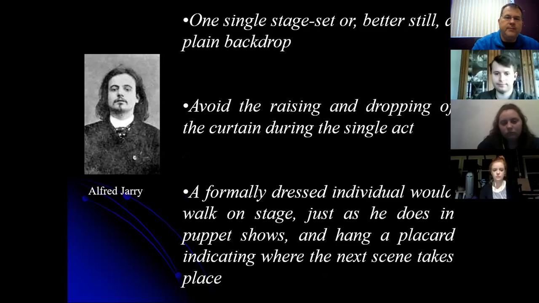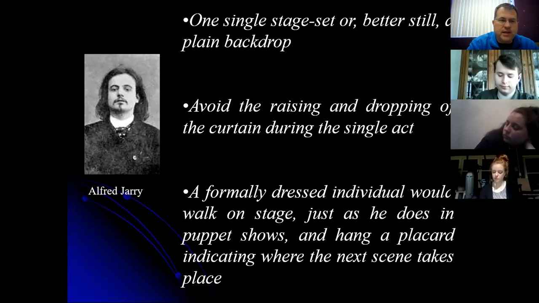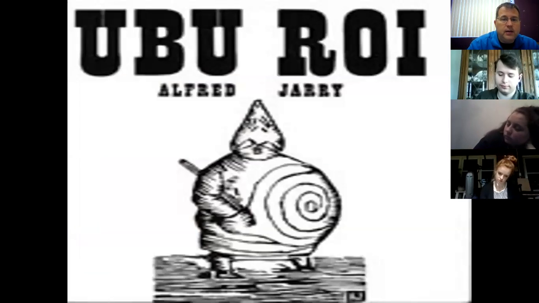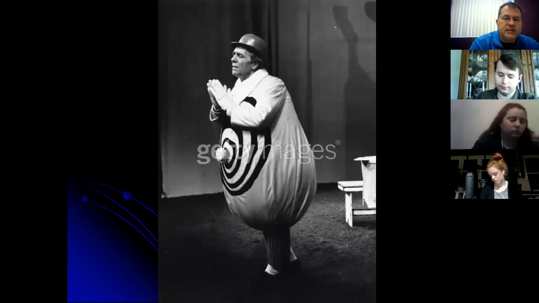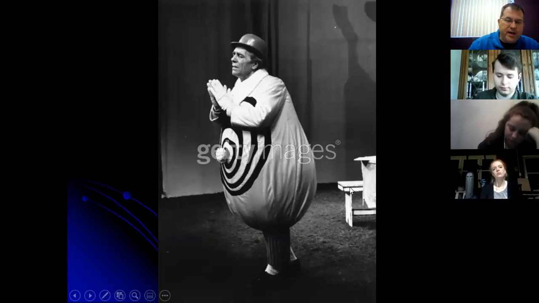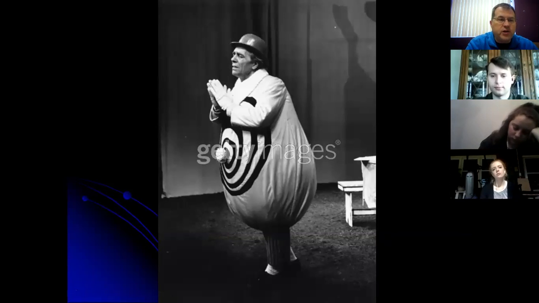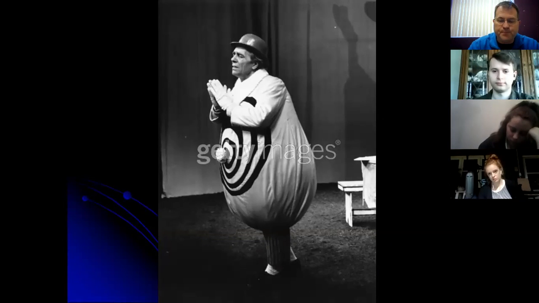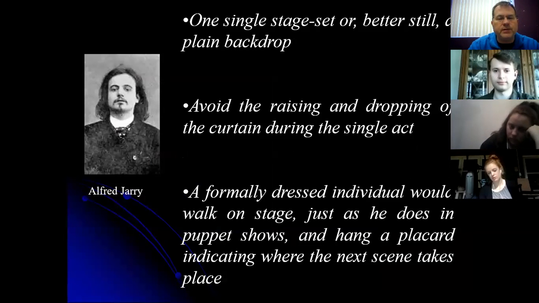Yes? Cool. All right. What he wants is one single stage set, or better still, a plain backdrop. He really wants an empty space. Notice here, it's a big empty space with a backdrop and that table and one bench. And even this table and bench, if you notice, see how the lines are painted on it? So it looks like a drawing, doesn't it? You see this even now with something like You're a Good Man, Charlie Brown. People will often paint their sets to look like that, won't they? But they look very unreal. They look cartoonish. They look puppetish, don't they? All right, I'll go back to that slide. Sorry, I just wanted you to be able to see it.